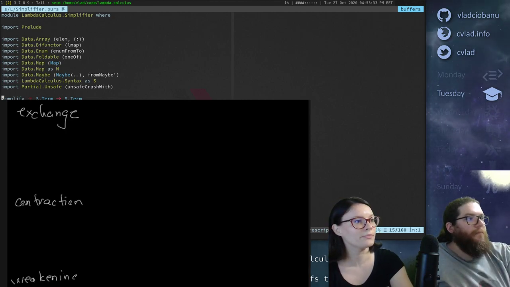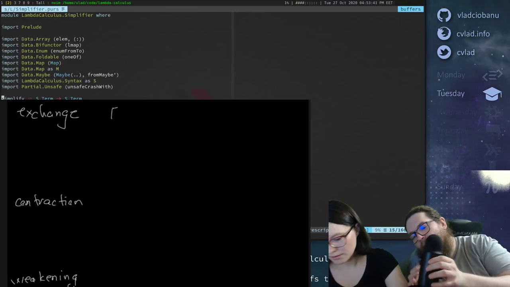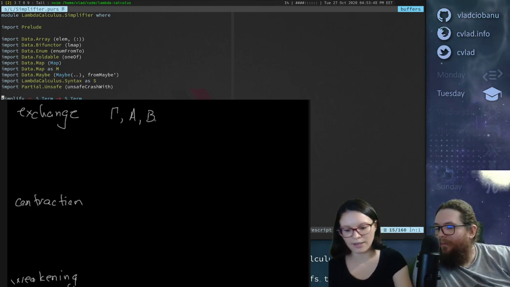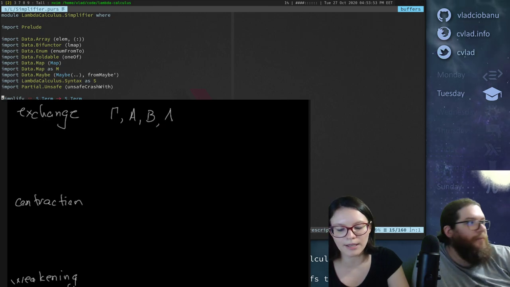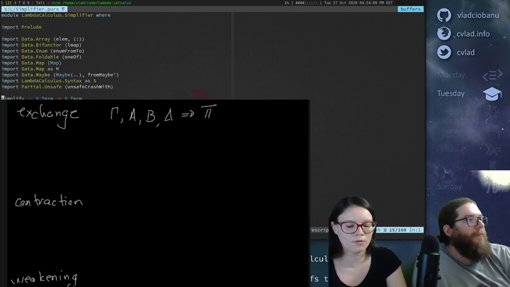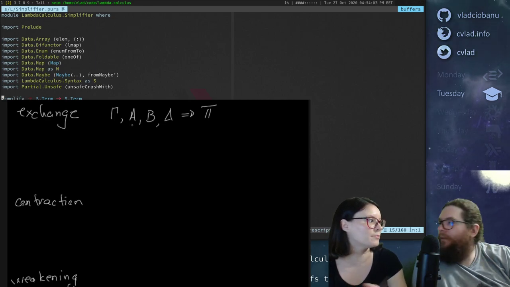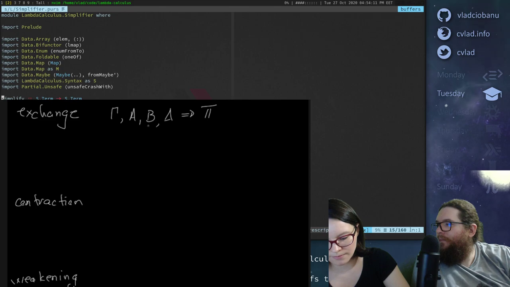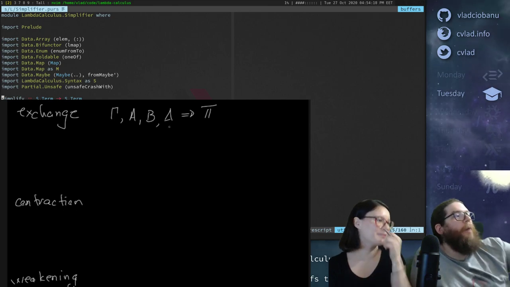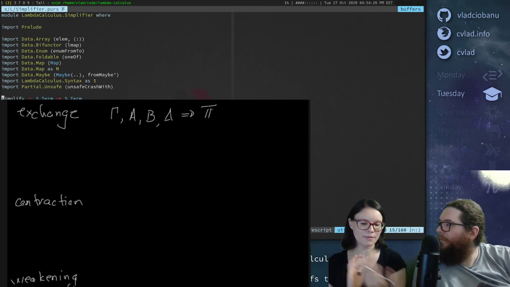If I have this sequent, let's see what I wrote there. I have a set of formulas, gamma. Then I have two formulas, A and B. And then I have another bunch of formulas, delta. And I prove a bunch of conclusions, pi. The exchange rule says that I can swap the formulas B and A. So the exchange rule will say something like this. I can just swap over B and A, and you have something similar for the conclusion.